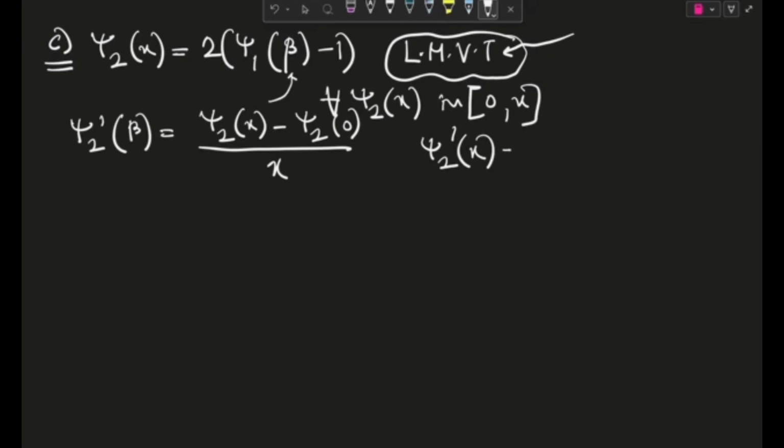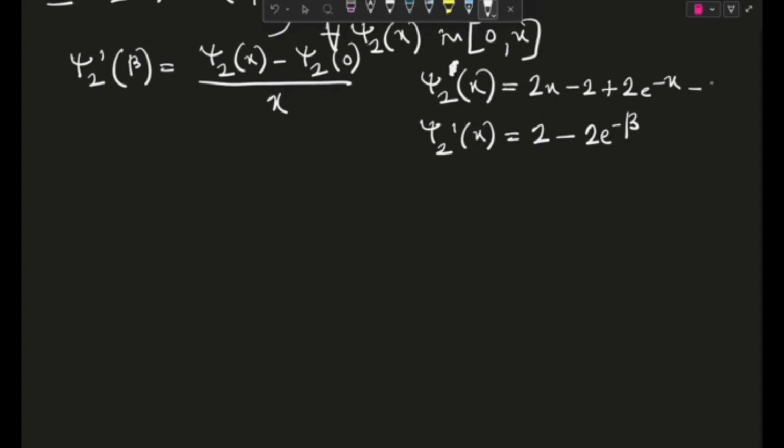So I will directly differentiate xi2 of x. I hope you guys know what it was, otherwise there will be a problem. I can write it also. So xi2 of x actually was our 2x minus 2 plus 2 e power minus x, right? And if we differentiate, xi2 dash x actually becomes 2 minus 2 e power minus beta. Okay, and I guess I missed out something in xi2 of x, and there was a minus 2x also here. Okay, so this thing will actually have one.